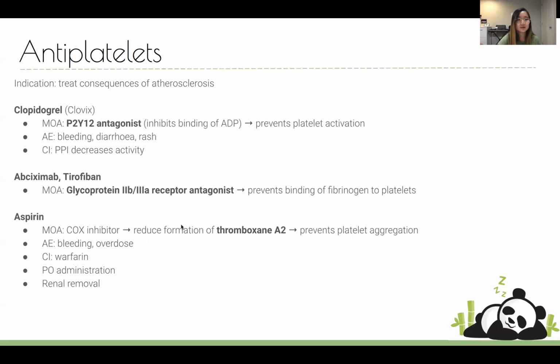Cool. So these are your antiplatelets. We usually use antiplatelets to treat things like atherosclerosis and prevent it. Clopidogrel is used a lot. That's a P2Y12 antagonist, so that prevents platelet activation. Abciximab and tirofiban are glycoprotein 2B3A receptor antagonists. That prevents binding of fibrinogen to platelets. And then aspirin is a COX inhibitor, so that reduces formation of thromboxane A2 and prevents platelet aggregation. Yep, cool.